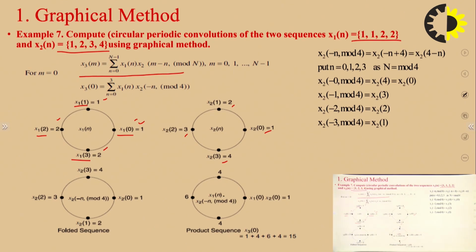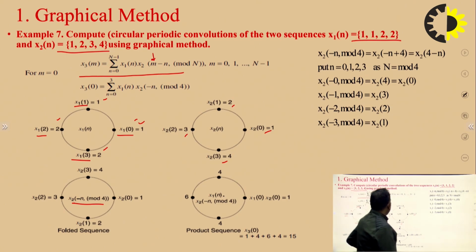Then, let's say m equals 0. According to this expression, it becomes x1(n) into x2((minus n) mod N), and capital N is 4, so it becomes mod 4. Now you have to find x2((minus n) mod 4). Only then can you multiply by x1(n) and add it up. So x2(minus n) is simply the reflection, or mirror image, of this signal. The values x2(0) and x2(2) remain the same, and these two values get interchanged. How?